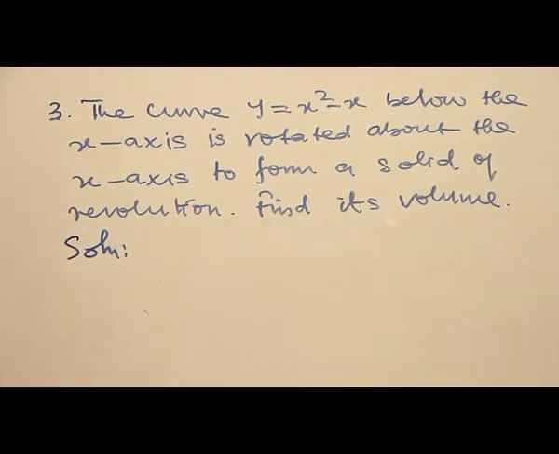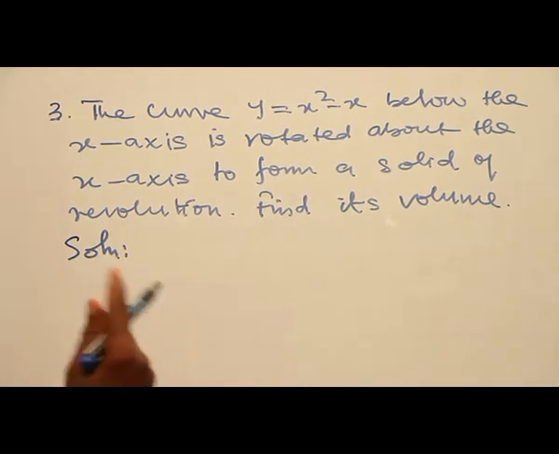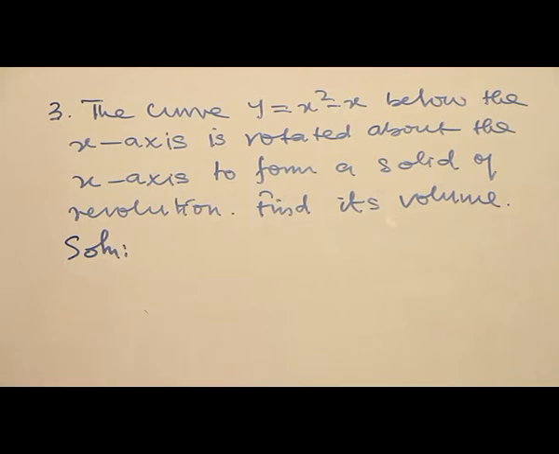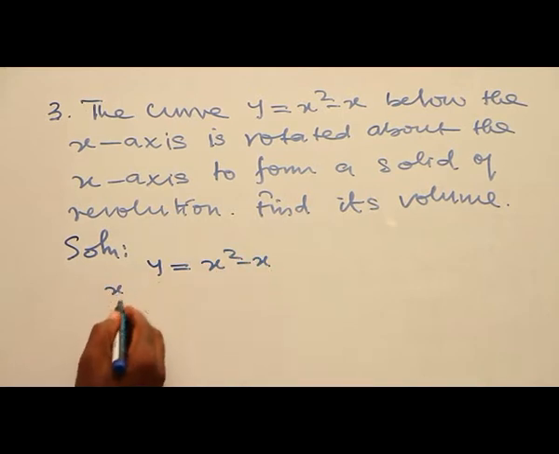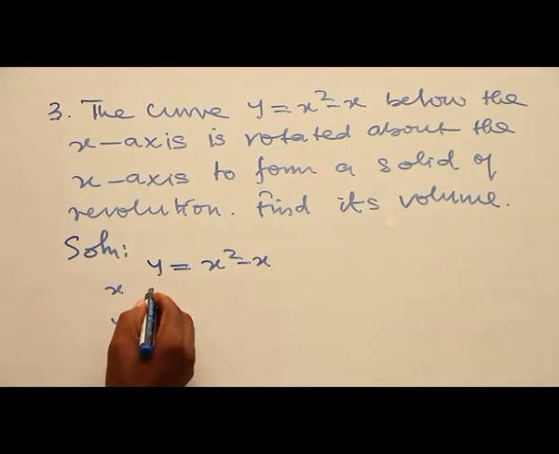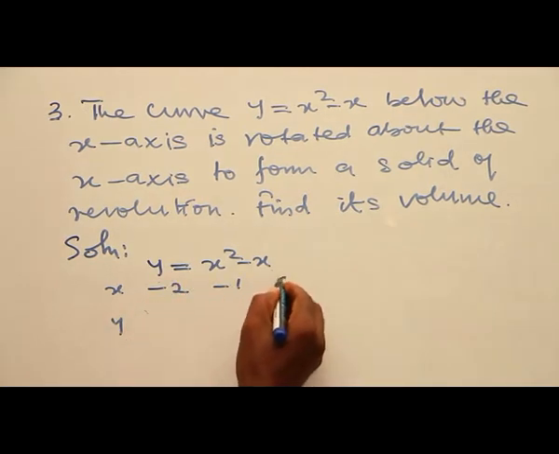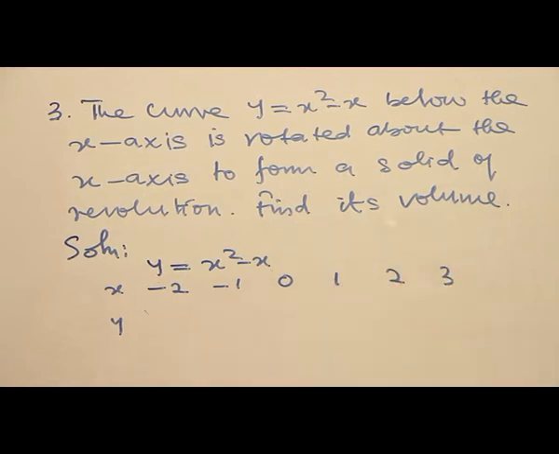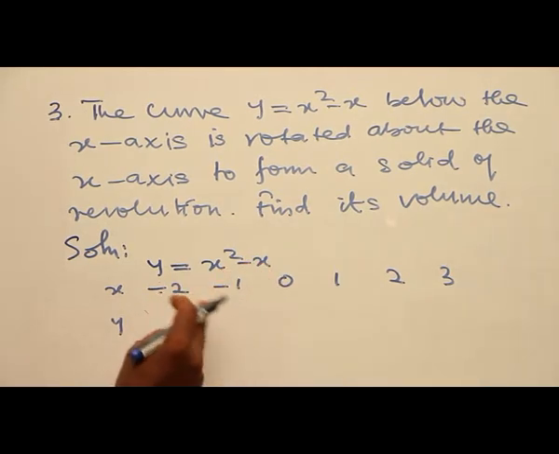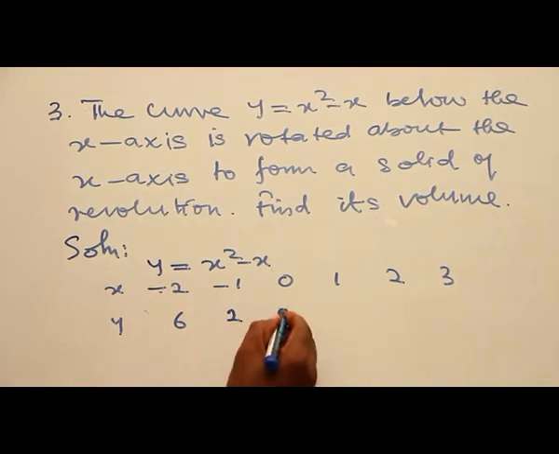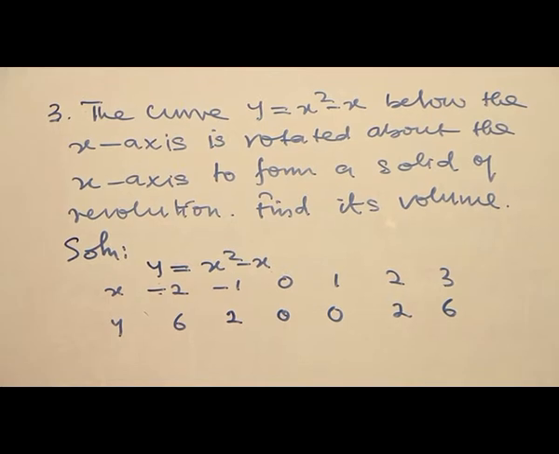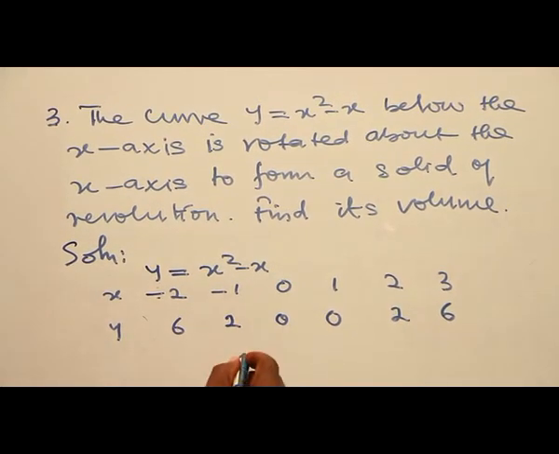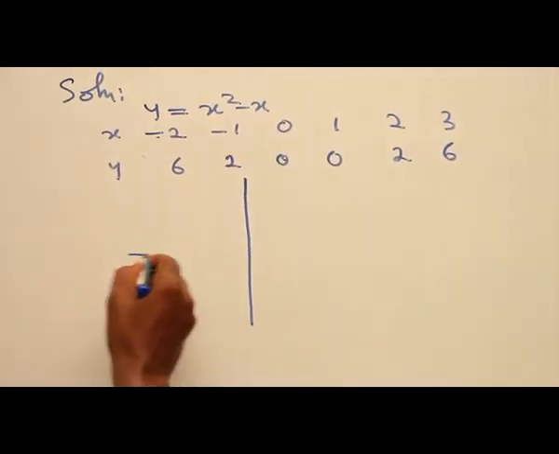There is a curve, and we need to sketch the curve so that we'll be able to see the area where the curve is below the s-axis. So our first major step, we take our y equals s squared minus s, and then of course find the values when s is equal to minus 2, minus 1, 0, 1, 2, and 3. When s is minus 2, we substitute, and this is equal to 6. If you can recall, a few minutes ago we have done something like this. Now with this, we are able to sketch the curve, which will look like this.